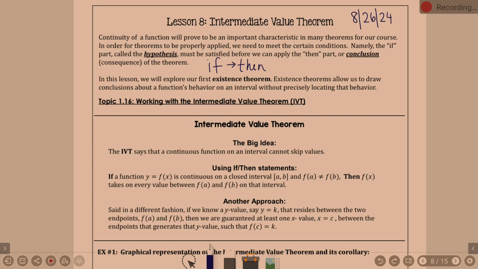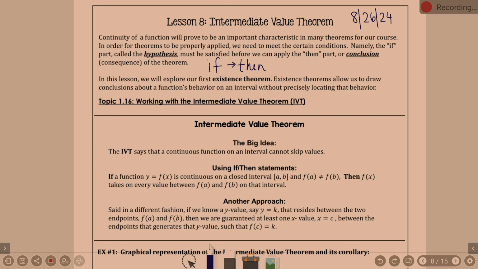So using if-then statements, it is the idea, if a function is continuous on a closed interval, and the endpoints do not equal each other, then f of x takes on every value between f of a and f of b on the interval.